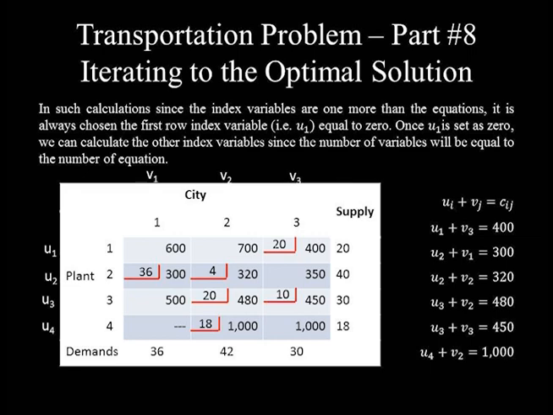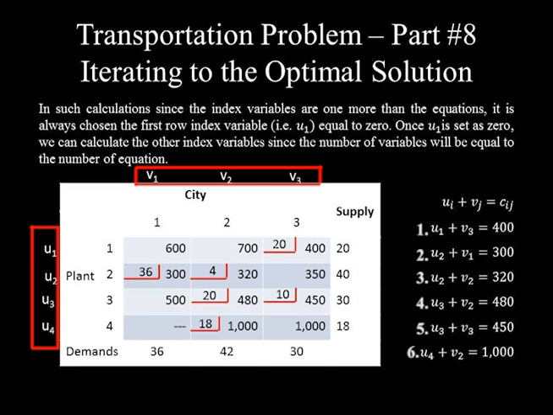In this initial feasible solution, we have 7 unknowns, that's 4 row indexes and 3 column indexes, but the equations we set are 6. Since the number of unknowns is greater than the number of equations, it's impossible to determine a unique value for each unknown. To overcome this problem, we have to set one of the unknowns, conventionally the index of row 1, equal to 0. The equations we set so far are used to determine the row and column indexes.